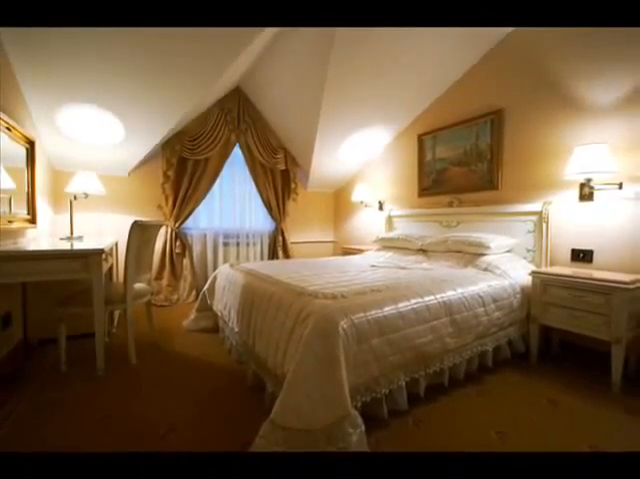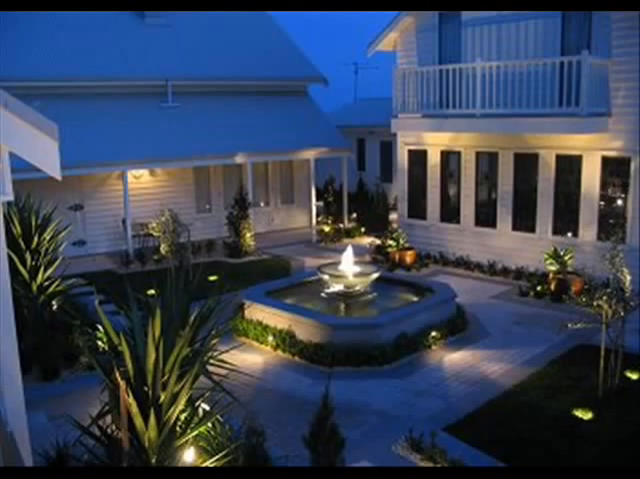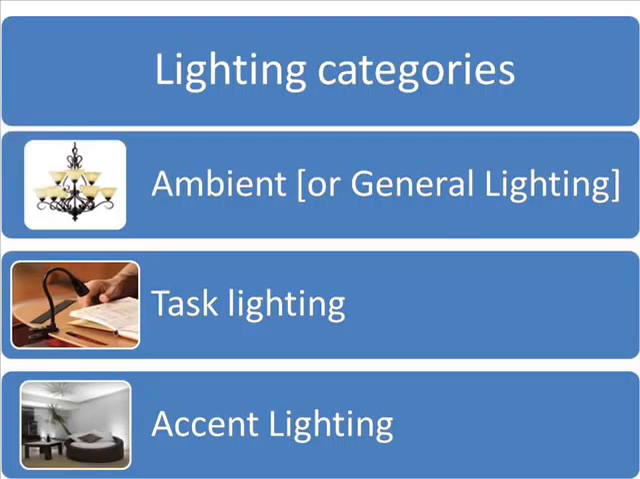You need to decide what type of lighting is required in a room and how much of it you need. You need to categorize the lighting in a room into three types: ambient, which is alternatively known as general lighting, task lighting, or accent lighting.